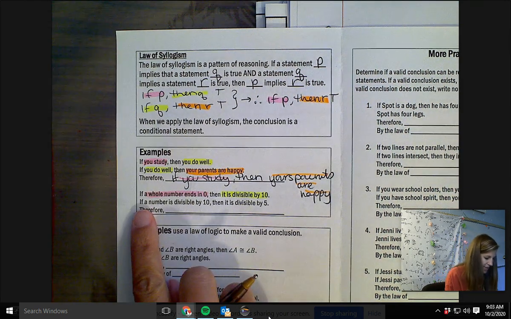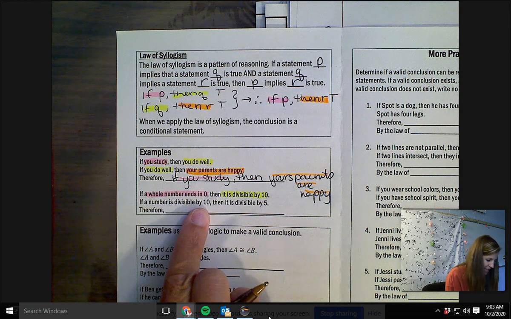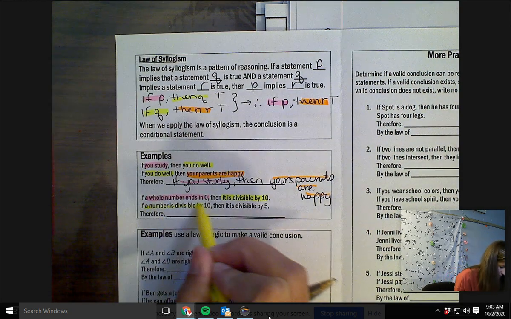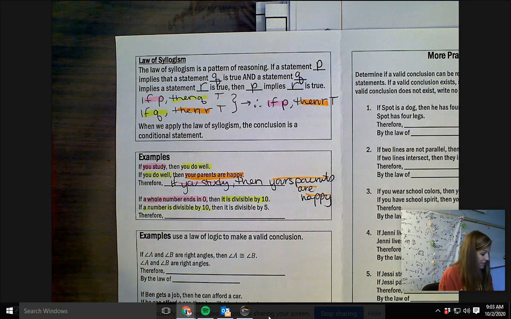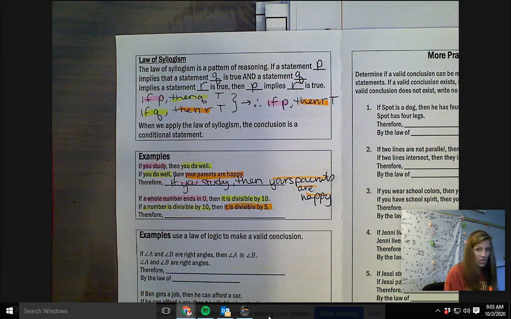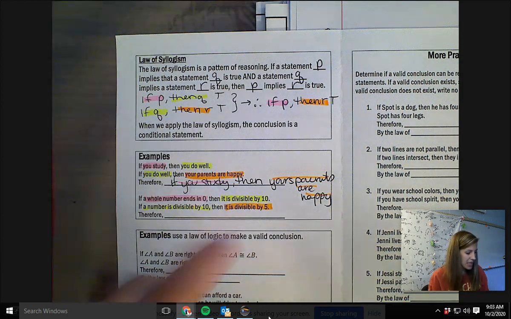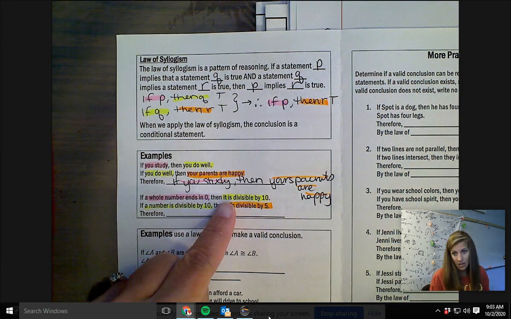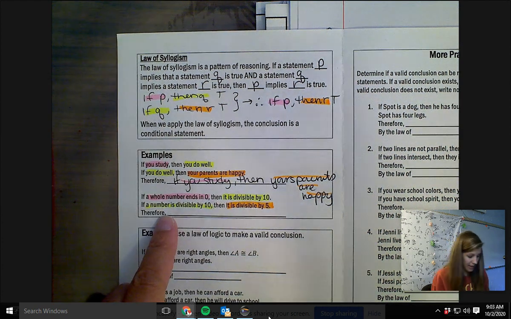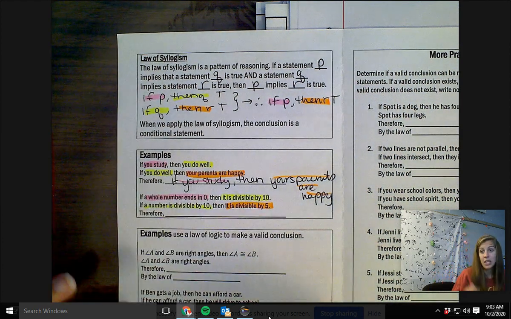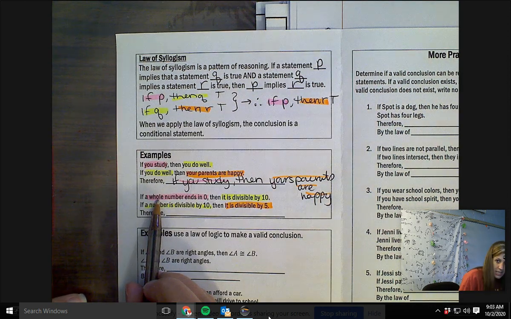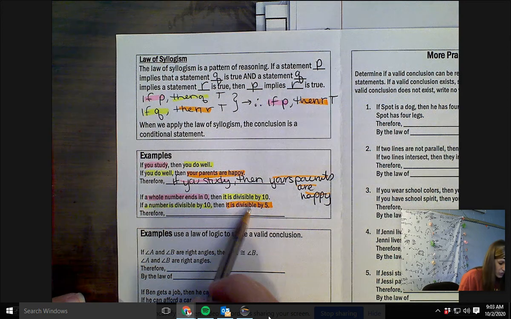So in the next sentence, if a number is divisible by 10, okay, so that is the same as what I just said, then it is divisible by 5. And nowhere did it say divisible by 5 before. So that gets a new color. So again, because the conclusion of one conditional statement matches the hypothesis of the other, we can therefore conclude a new conditional statement with the original hypothesis and the final conclusion.